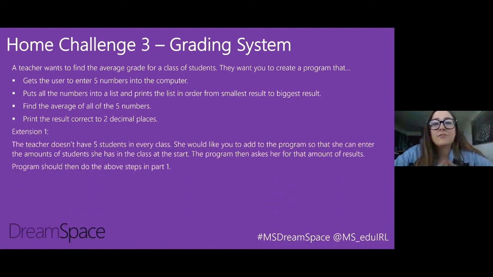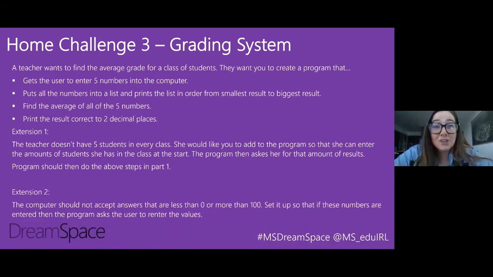Now, if you've done that and you found it easy, or you completed it, you can do the next extension, which is extension 1. This is when the teacher doesn't have 5 students in every class. So she would like you to add to the program so she can enter the amount of students that she has in the class at the start. And then the program asks her for that amount of results.